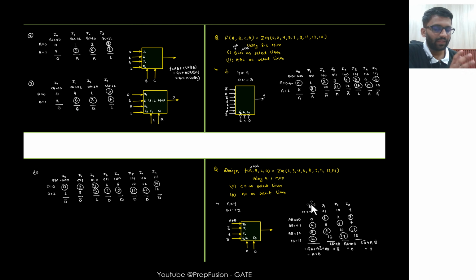In mux, mostly these kinds of questions are asked. They will ask you to implement a particular function using a 4:1 mux. You should use CD as the select lines, and then what will your input values I0, I1, I2, I3 be? For that you will make an implementation table and give your answer. So these kinds of questions are very, very important when we talk about muxes.